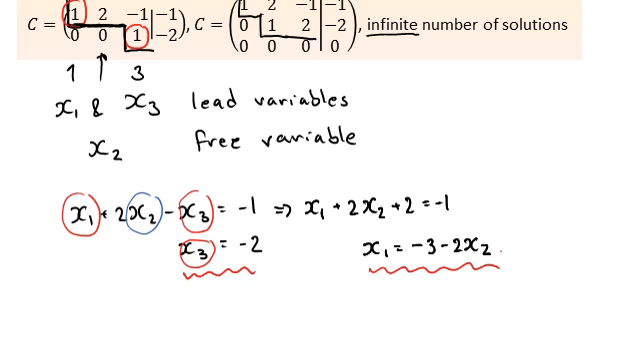So by free, we simply mean that you can pick x2 to be anything. For example, you can pick x2 to be 0. Well, in that case, x3 is always minus 2, while x1 in that case will be minus 3. Picking another value of x2 will give you another solution for x1.